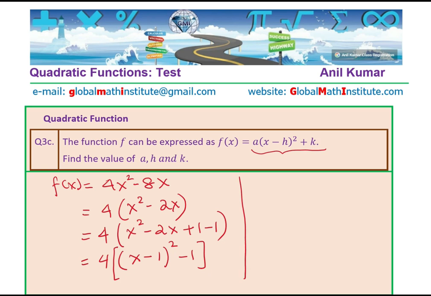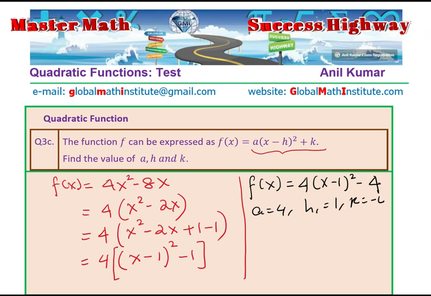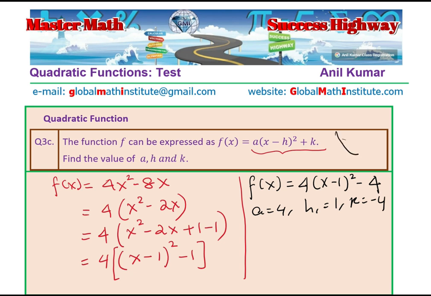We can open this bracket and rewrite the answer in the vertex form, which is f of x is 4 times x minus 1 whole square minus 4. So we have the values a equals 4, h equals 1, and k equals minus 4, correct? So that becomes a parabola with a vertex at (1, minus 4), opening up, so that becomes the absolute minimum value, so the range is greater than or equal to minus 4.